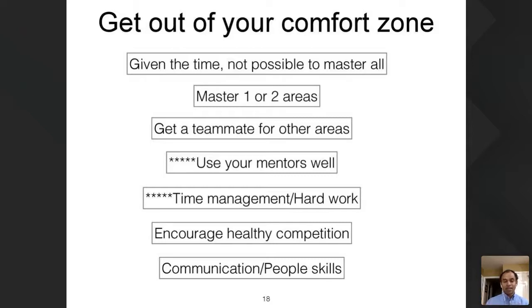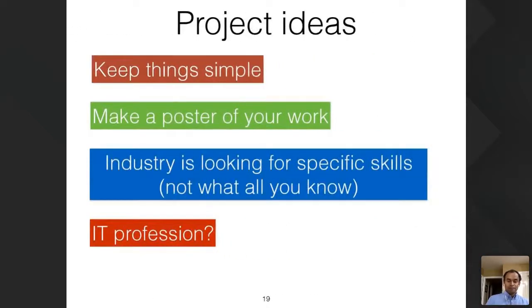The last thing, but not the least, communication and people skills. That's very important. So don't be shy to talk to your mentors, your professors, or your other friends in other departments.